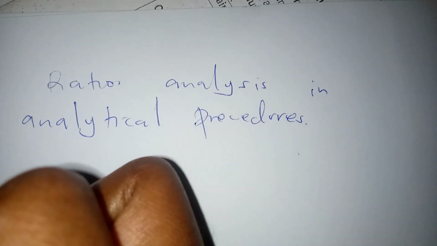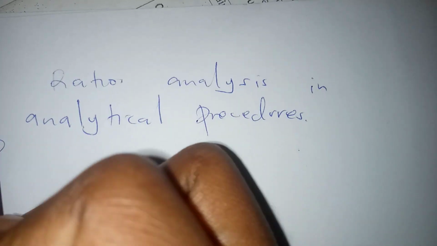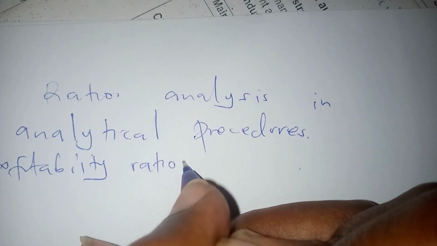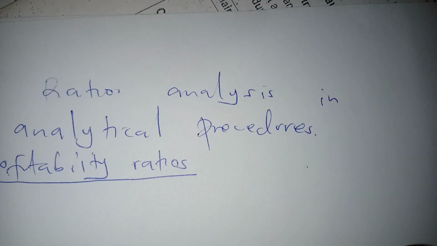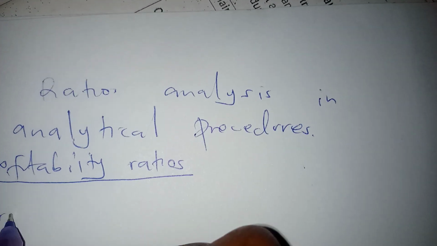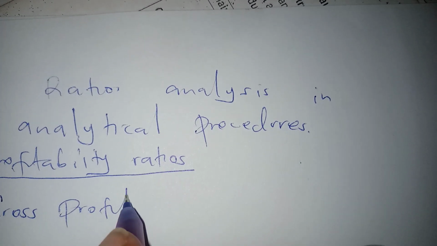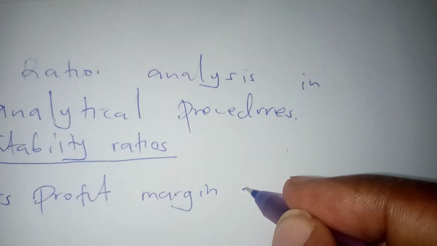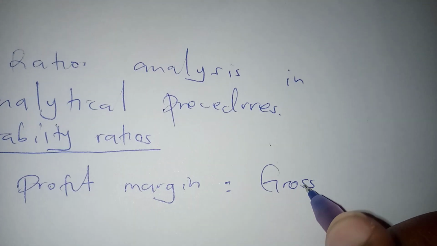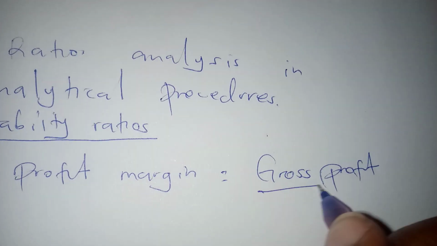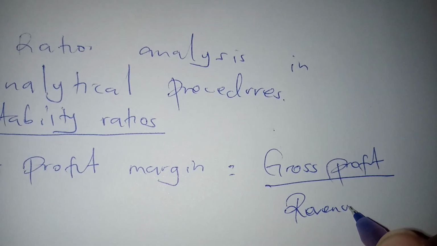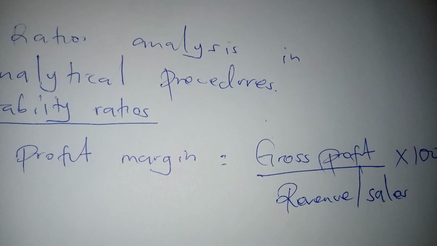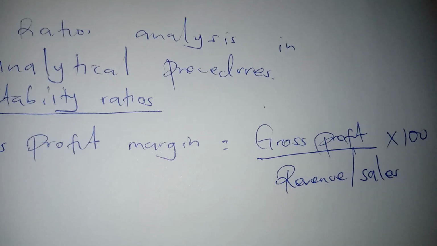The first common ratio, let's start with the profitability ratios. Profitability ratios, the first one we have under this is gross profit margin, and the formula for gross profit margin is gross profit out of revenue or sales times 100. That's the formula for gross profit.